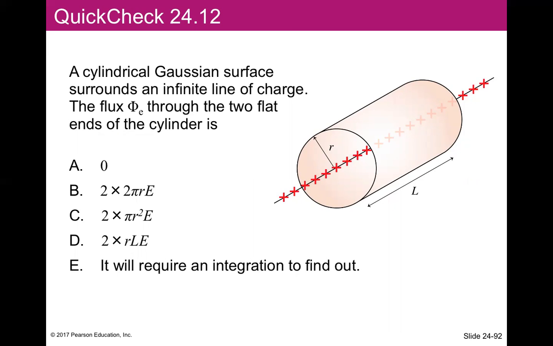Now let's see the example shown here. A cylindrical Gaussian surface surrounds an infinite line of charge. The flux through the two flat ends of the cylinder is... which option is your choice?